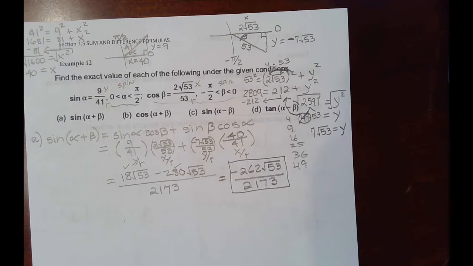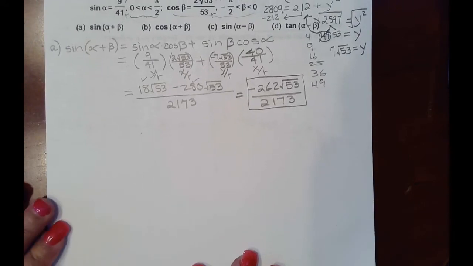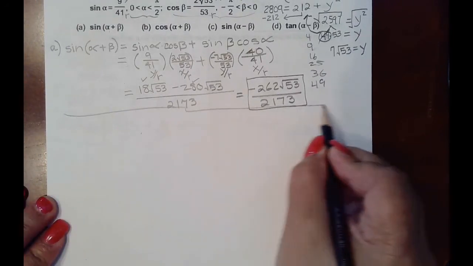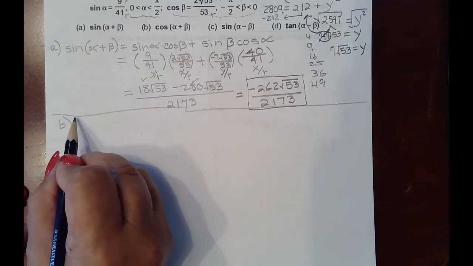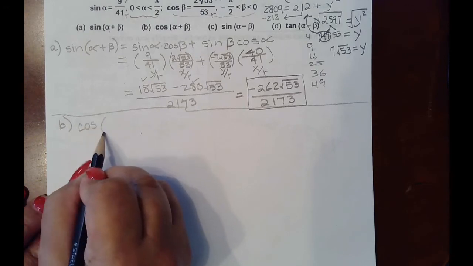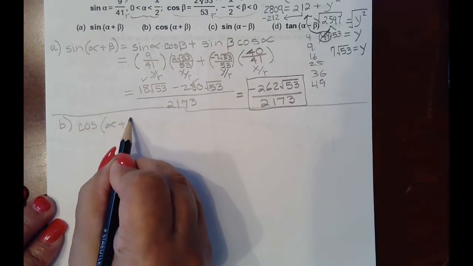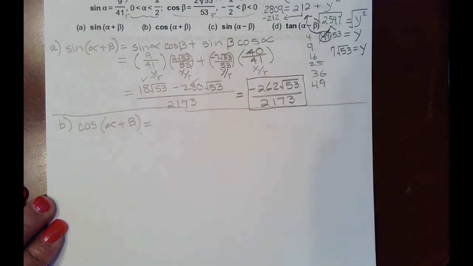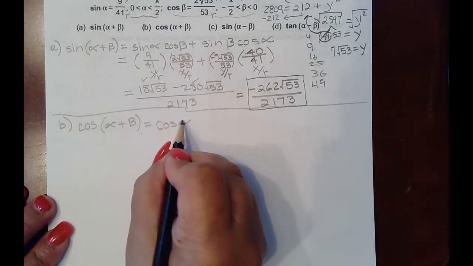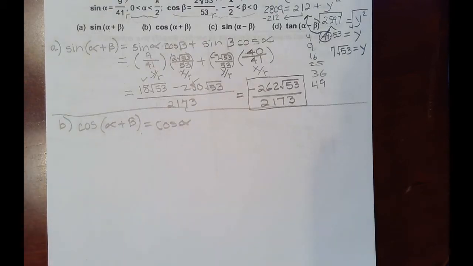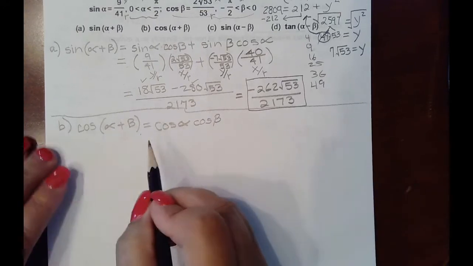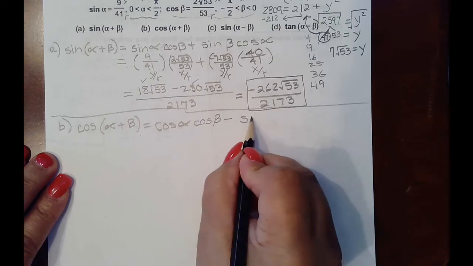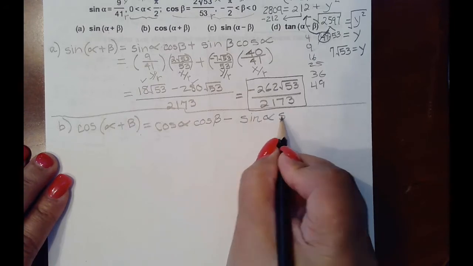Okay, so going to part B. In part B, you have cosine of alpha plus beta. Formula for that is cosine of alpha times cosine of beta. So it goes cosine, cosine, then you switch the sign, and then it finishes with sine times sine.